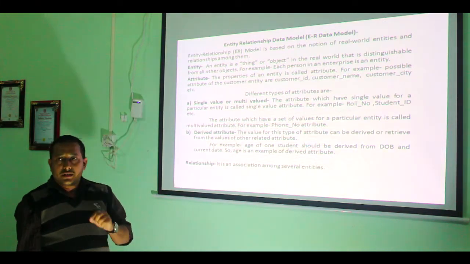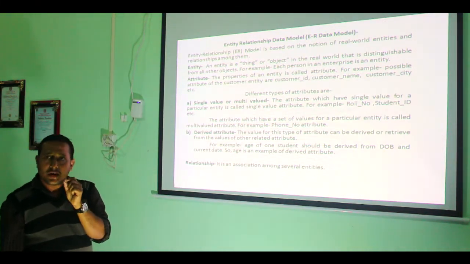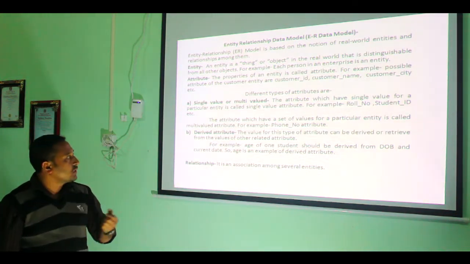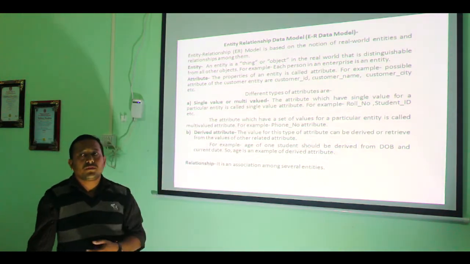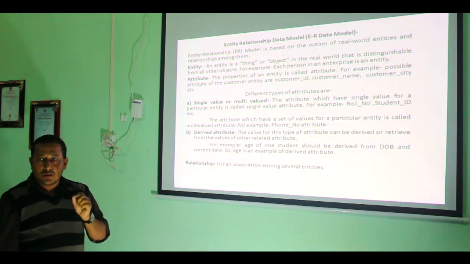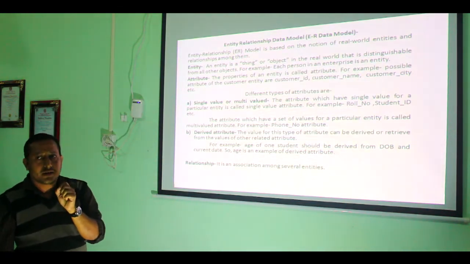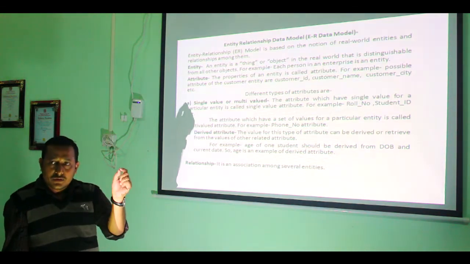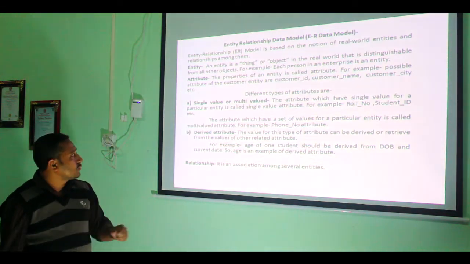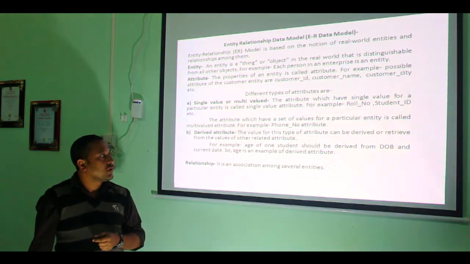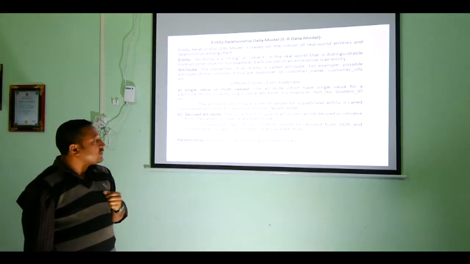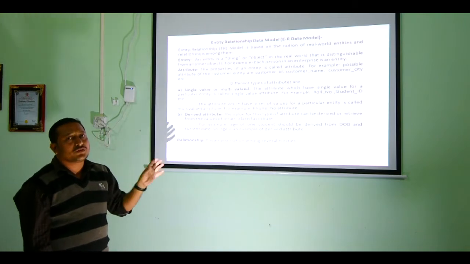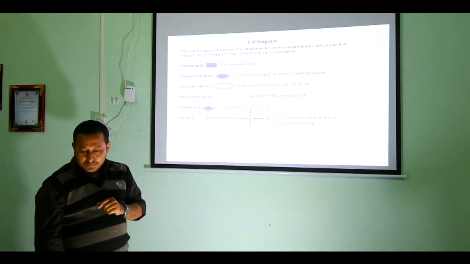The last one is derived attributes. The value of a derived attribute can be given by calculating or finding it from some other attributes. For example, suppose we have one attribute age. We cannot give a value for that attribute directly. For that we need to find the value of age from the date of birth and the current date. So we can say age is an example of a derived attribute. And the relationship is the association or the link between the entities.